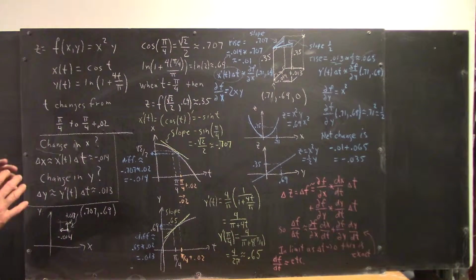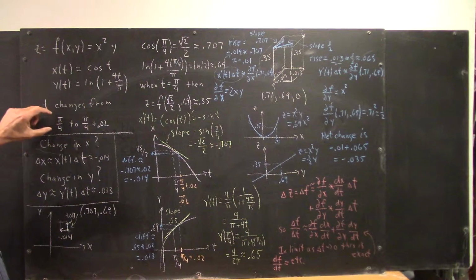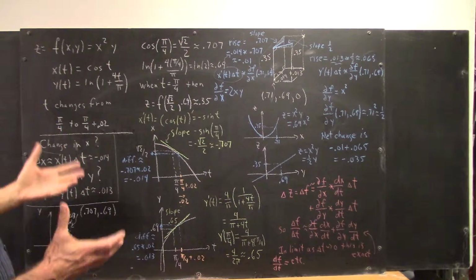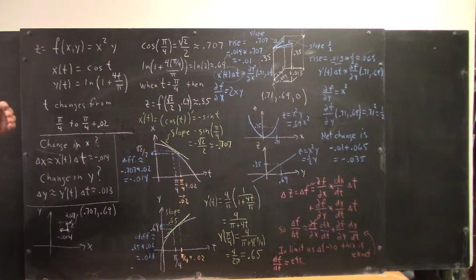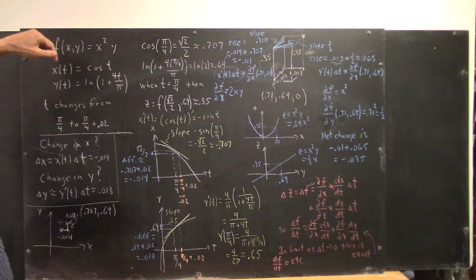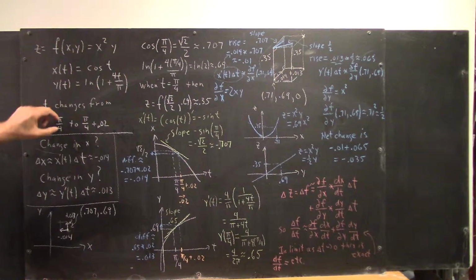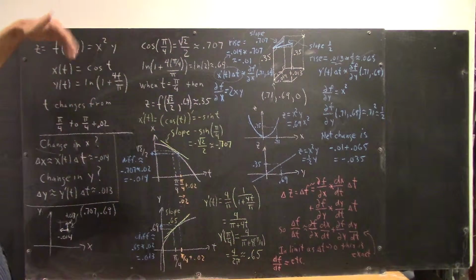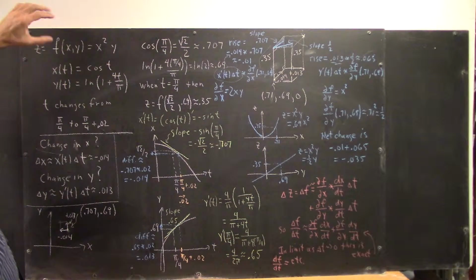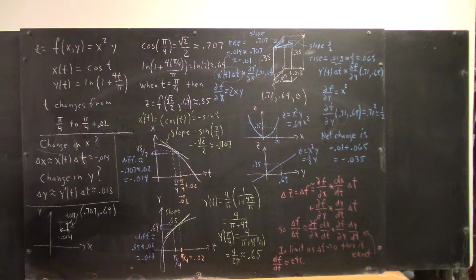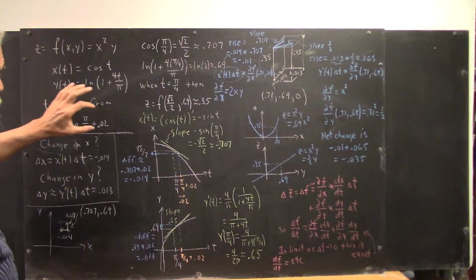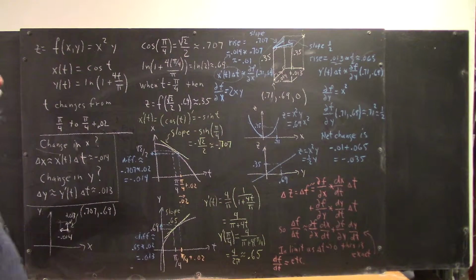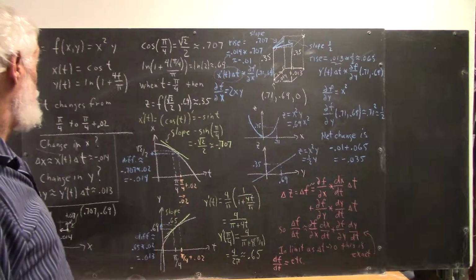And we ask what happens if t changes from pi over 4 to pi over 4 plus 0.02. Of course, we could take our calculator and calculate the values of x and y at pi over 4 and the values of x and y at pi over 4 plus 0.02, put those values into the function, find out what f of x,y would be if t was pi over 4 and what it would be if t was pi over 4 plus 0.02, but we'd miss all kinds of important insights if we just relied on the calculator.